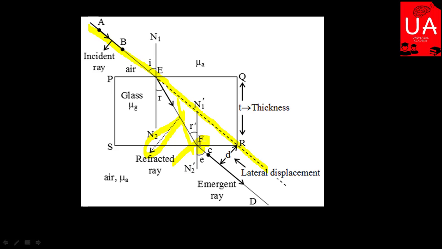Next, when it reaches this point, it moves along this path, that is your emergent ray. It makes an angle e, that is the angle of emergence or the emergent angle, and the distance by which the ray is deviated is known as the lateral displacement.